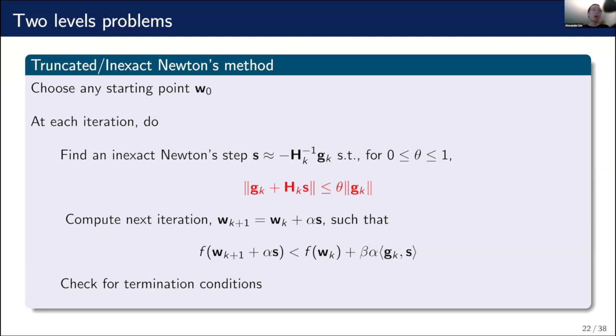So the proposed solution is to integrate the outer solver, which is Newton's method, and the inner solver. In this case, I'll be using the CR solver. Integrate them together and let them communicate.